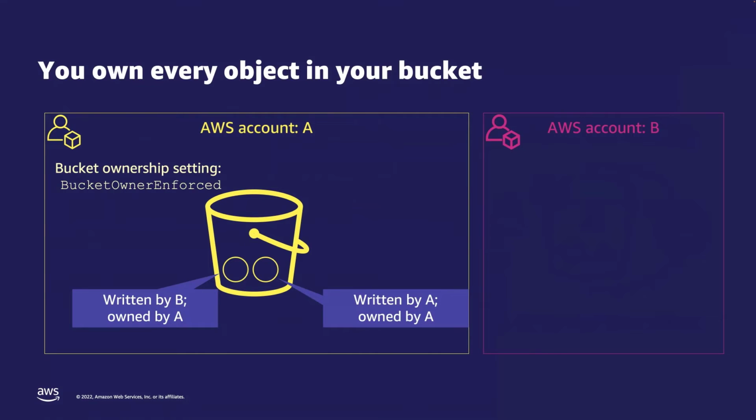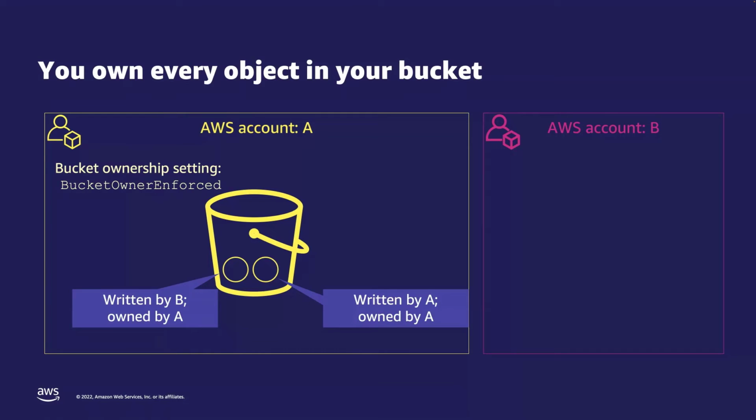Now, as a result of the bucket ownership setting, bucket owner enforced, you will now own every single object in your bucket. So now let's look at our previous example, where you have a data lake in a bucket in account A, and there are multiple writers of data and objects into that bucket. Let's take a closer look at how this works.